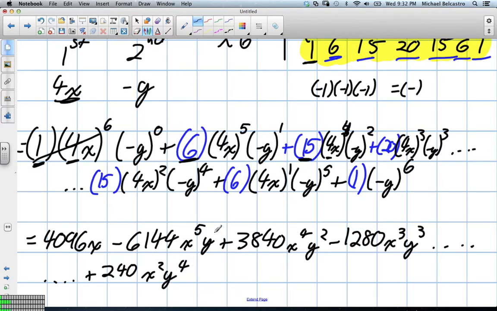Excellent. And then 4 to the power of 1 is 4, times 6 is 24. Yeah, that's okay. Times negative, it's going to be negative, negative times y to the power of 5.